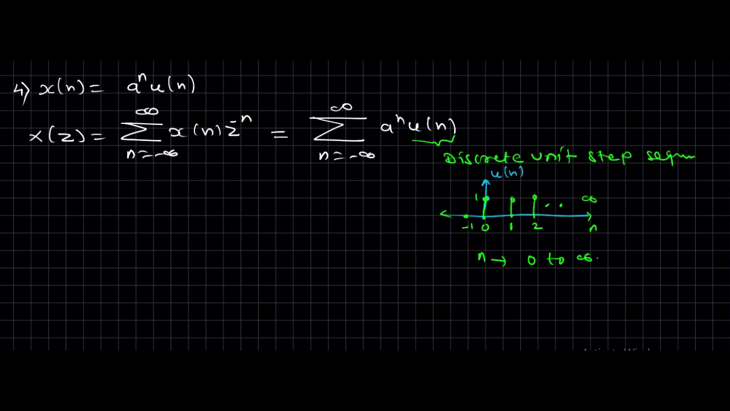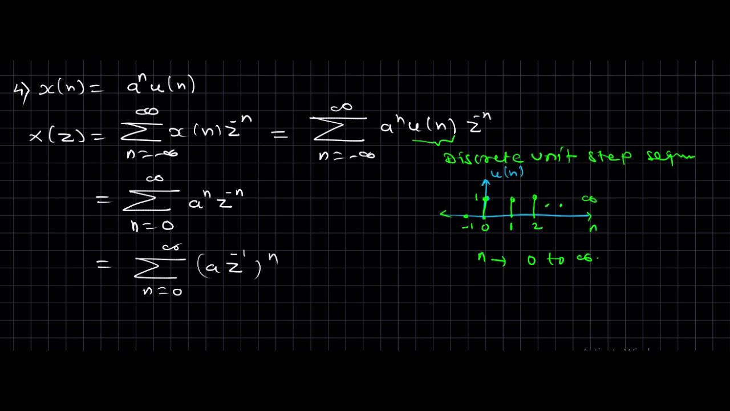We have multiplied a raised to n with u of n. Ultimately the summation range for a raised to n will be 0 to infinity because of multiplication with the unit step sequence. So the summation will change. It is the sum from 0 to infinity of a raised to n z raised to minus n. Sorry, here I forgot to write z raised to minus n. We can simplify this as a z raised to minus 1, all raised to n.